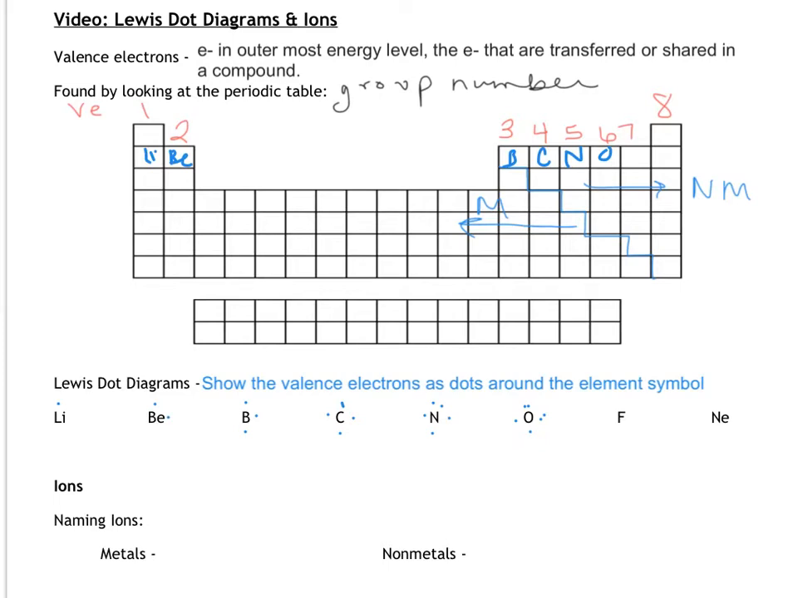And then fluorine in group 7 has 1, 2, 3, 4, 5, 6, 7. And neon, which is in group 8, has 8 of them. 1, 2, 3, 4, 5, 6, 7, 8.